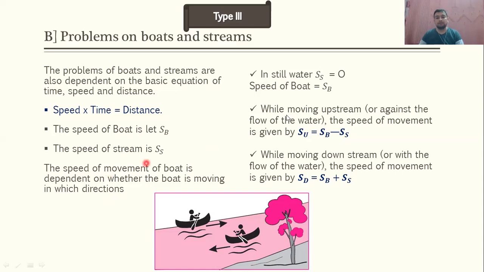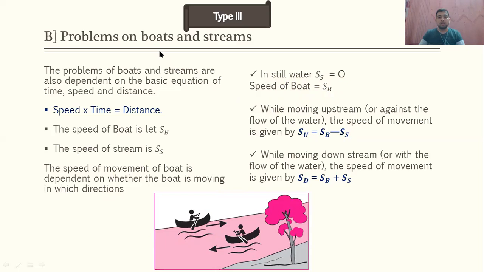Okay, now if the water is still water, SS will be equal to 0. So if there is still water, that means there is no wavy water flow. This is wavy water flow, so it has some speed. So let's say there is still water, SS will be equal to 0 and speed of boat in that case will be SB.